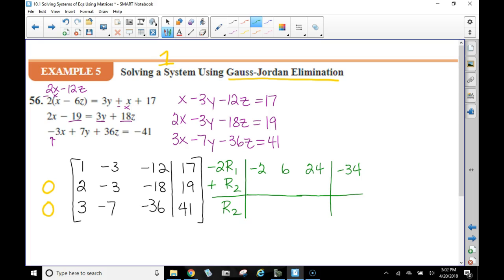Okay. I'm going to add that to row 2. Row 2 had entries 2, negative 3, negative 18, 19. When I add that together, my new row 2 is going to have a negative 2 plus 2, which is 0. That's the whole reason I did that. 6 and a negative 3 is 3. 24 and a negative 18 is 6. Negative 34 and 19 is a negative 15, I think. Yeah, it is. Okay, that's going to be my new row 2.